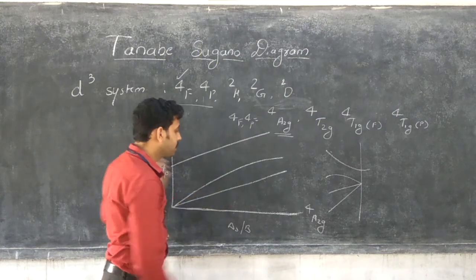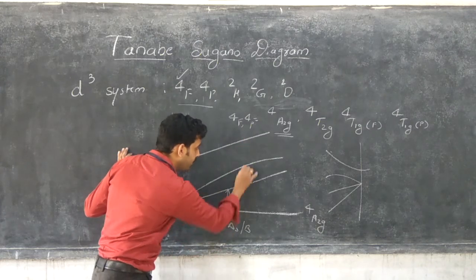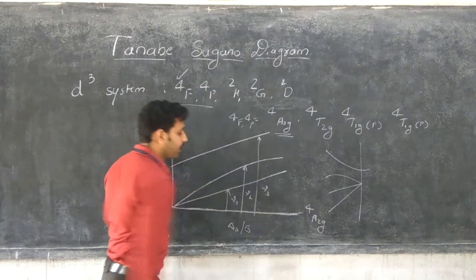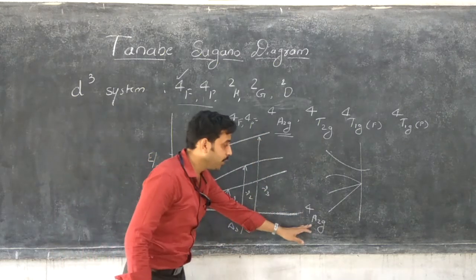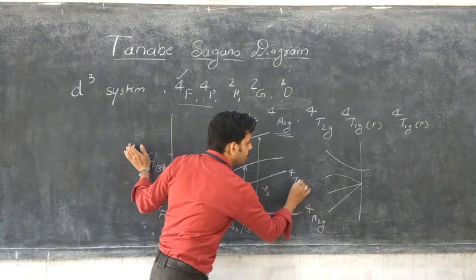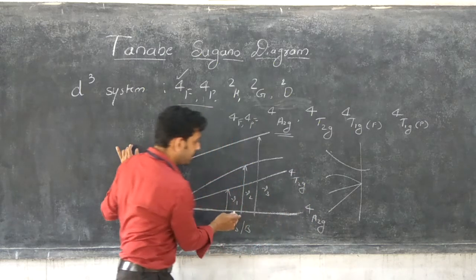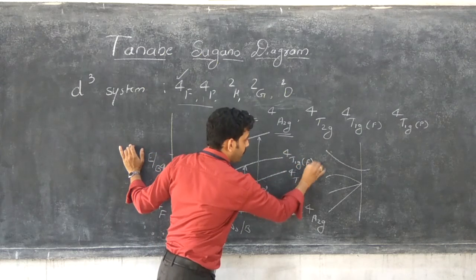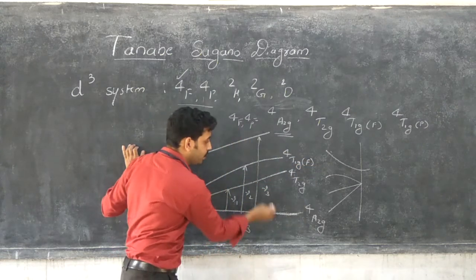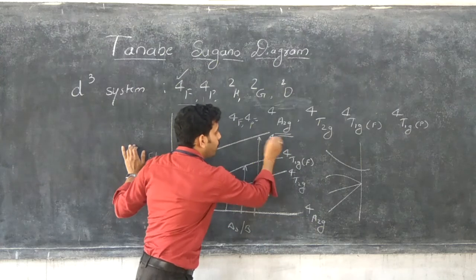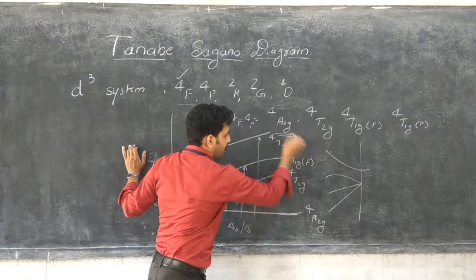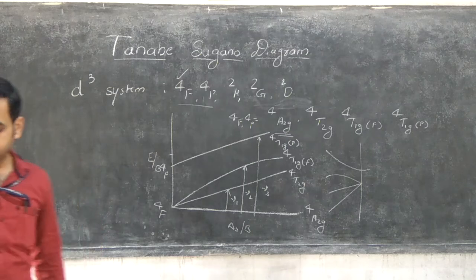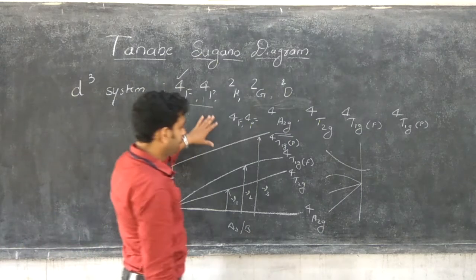But three transitions are observed: nu 1, nu 2 and nu 3. The first transition is due to 4A2g to 4T2g. The next transition is 4A2g to 4T1g of the F term, and the third transition line, nu 3, is 4A2g to 4T1g of the P term. So based on that, three transition lines will be observed in the Tanabe-Sugano diagram.